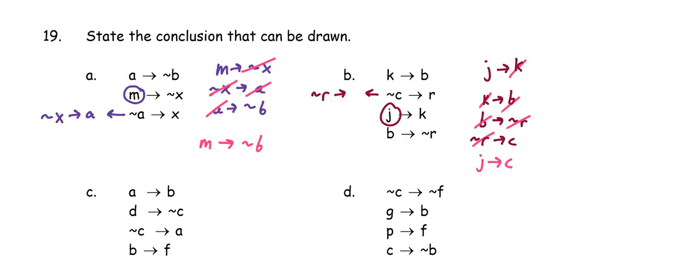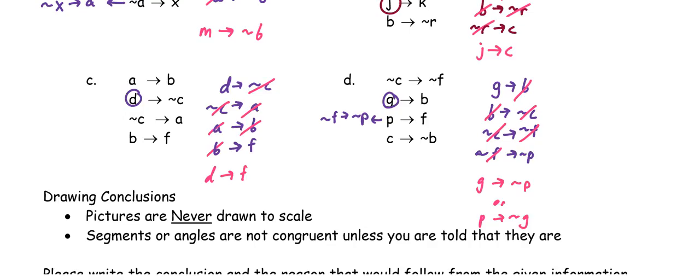Pause this video and try C and D on your own. So in C, you should have started with D and got D to F. In part D, you could have started with either letter G or P. I started with G, which I got the conclusion then of G to not P. If you decide to start with P, you can take the contrapositive of what I got, and you would get P to not G. Both answers are correct.